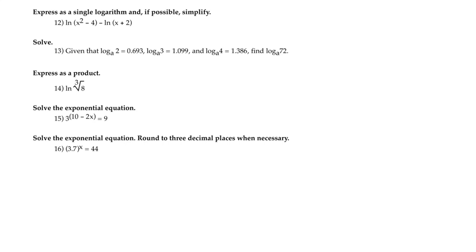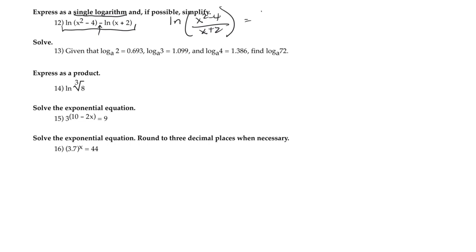Okay, here's a few questions that are good ones to solve. So this first one, it says to express as a single log. So I want to squish them together. If I see ln and ln, I can squish them depending on what that sign is. If it's a minus, it's a quotient law. So I'll write it as ln of (x squared minus 4) over (x plus 2).